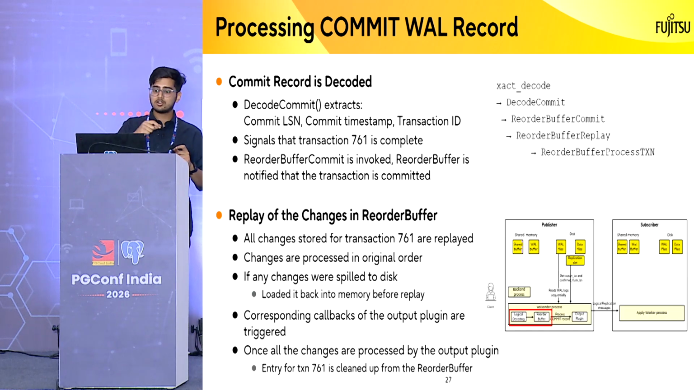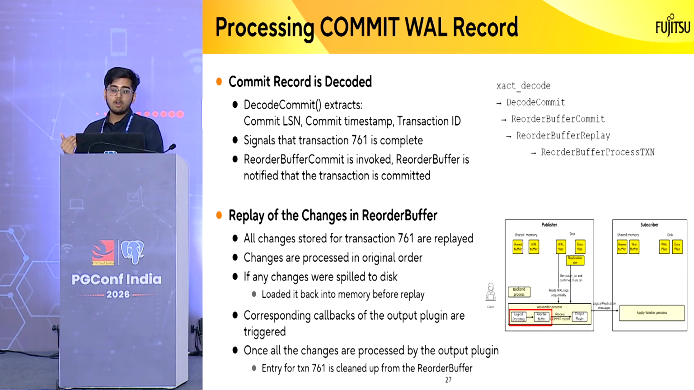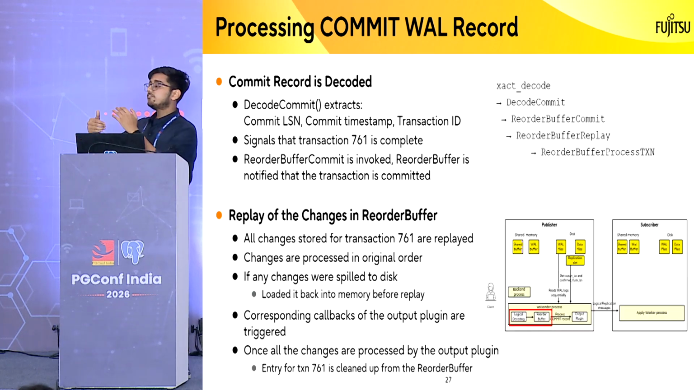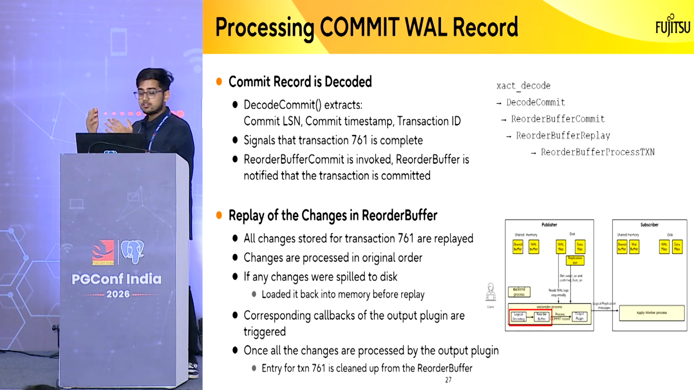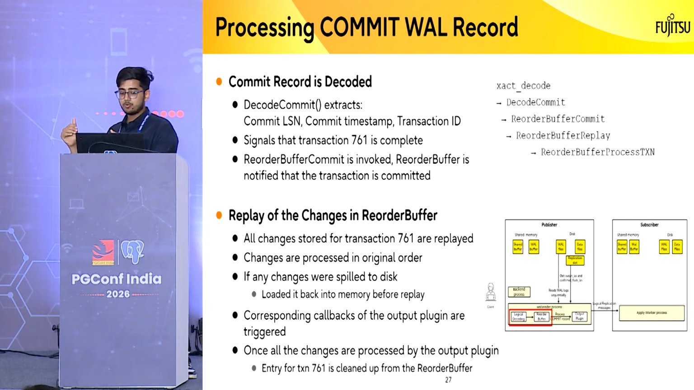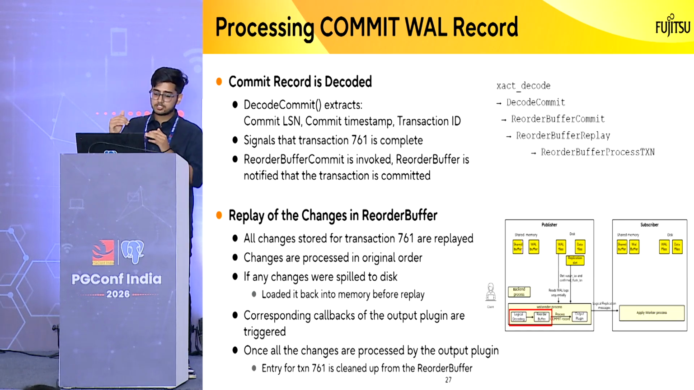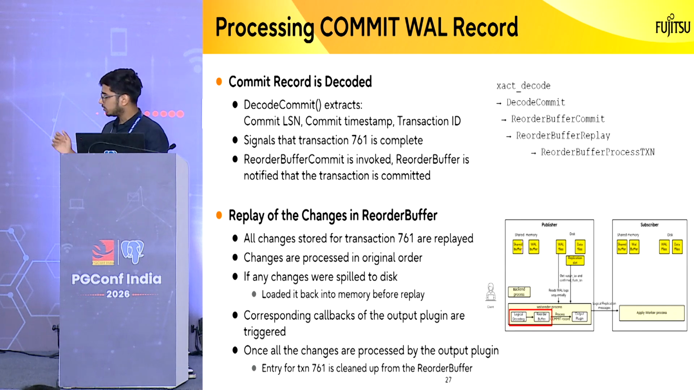So once this reorder buffer commit function is invoked, all the changes for this particular transaction are replayed. These are replayed in the original order in which they are queued in the reorder buffer, and if any changes are spilled to the disk, they are loaded back into the memory before replay. While replaying, for each record, the corresponding callback function in the output plugin is triggered, and once all the processing is done by the output plugin, this particular transaction entry is cleaned up from the reorder buffer.